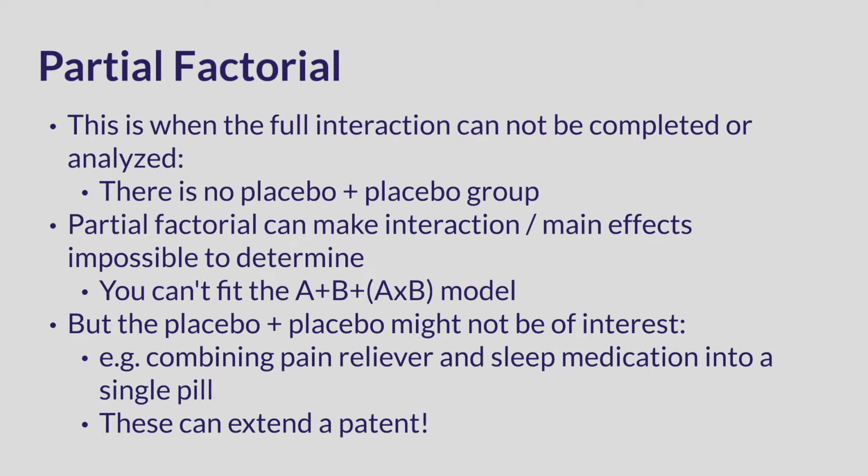Partial factorials, as I mentioned, is when the full interaction can't be completed or analyzed. There is no placebo group. So partial factorial can make interactions and main effects impossible to tease out from one another. You cannot fit the statistical model with the interaction because you would end up with zeros. There would be no people in one of the A times B groups. That makes it mathematically impossible to fit. So you would end up with a 3-arm ANOVA. You'd have group A, which is the combination, group B, which is the one single agent, and group C, which is the other single agent. You would not be able to fit the full factorial.